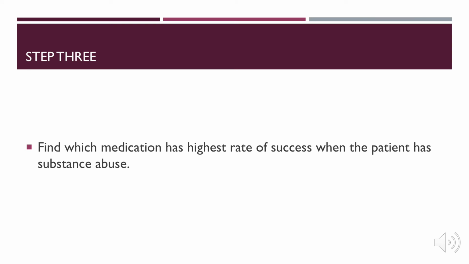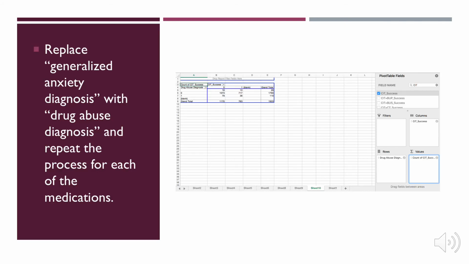The next step, or step 3, would be to find which medication has the highest rate of success when patients have substance abuse. So in order to do that, we're going to replace a generalized anxiety diagnosis in our process with drug abuse diagnosis and repeat the process for each of the medications.